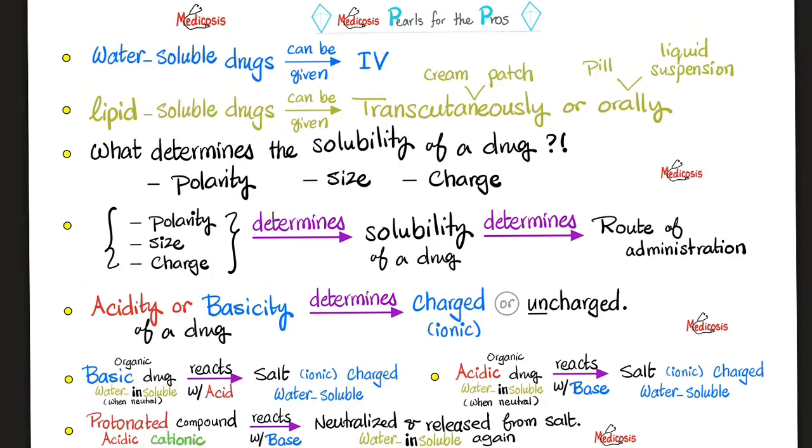If you have a compound that is protonated, by protonated I mean it has lots of protons, and it's acidic, and a cation, which is a positive ion, if you react it with a base, you will neutralize it and release it from its salt. Now it's water-insoluble again. And this is how pharmaceutical companies can manipulate these medications, just by understanding chemistry. And this is why a doctor who does not know chemistry is like a butcher who does not have a knife. What the flip are you doing?